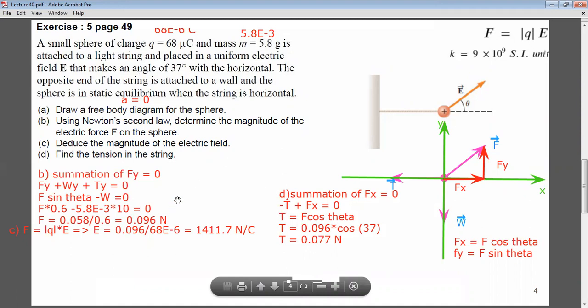Okay, so in this exercise, we worked on the electric field and we merged it with the laws of Newton. Okay, so that's it for this lecture. Tomorrow we will have more.